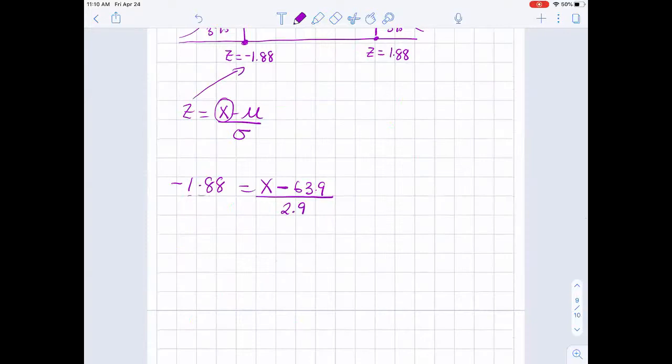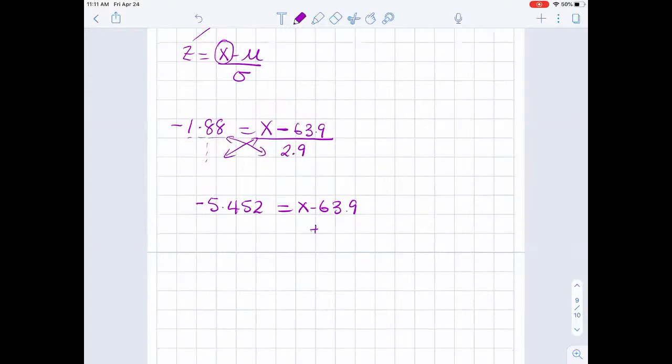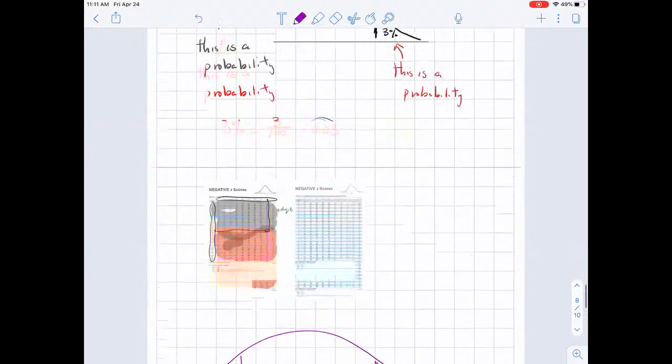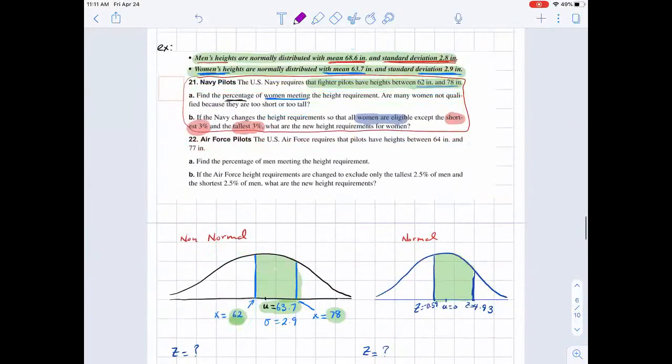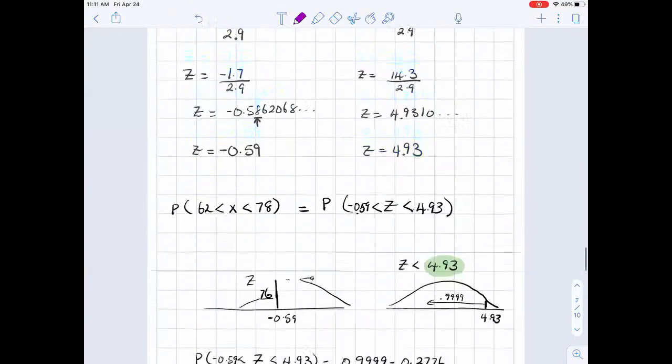So if we cross multiply, this is like over 1. We have negative 1.88 times 2.9. This becomes negative 5.452 is equal to x minus 63.7. Isn't it 63.7? That was our mu, right? Yes, 63.7, thank you.